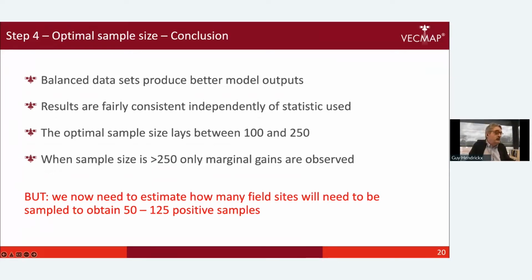So we need now to estimate how many field sites need to be visited to obtain 50 to 125 positive samples. Remember, we always focus on the positives in this kind of work because we are absolutely sure about the positives. So now we need to do some additional work to actually estimate that.